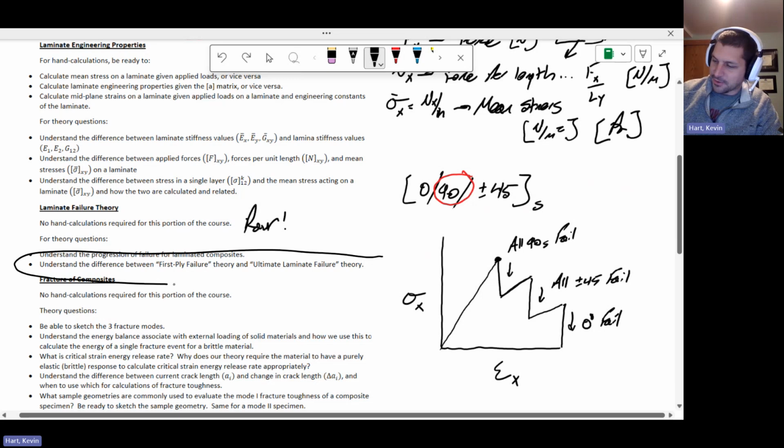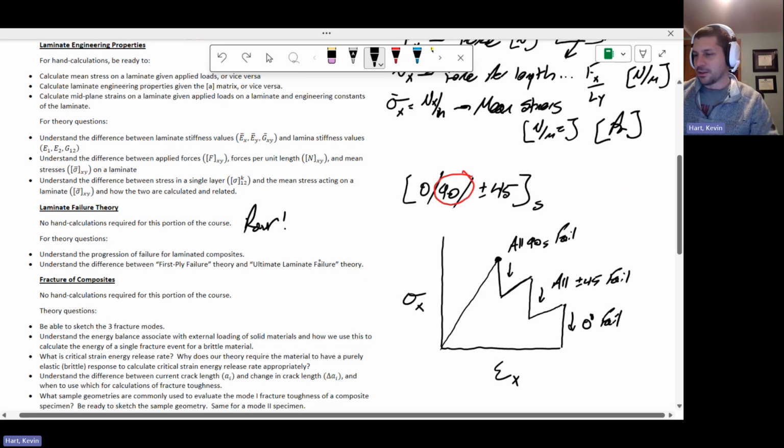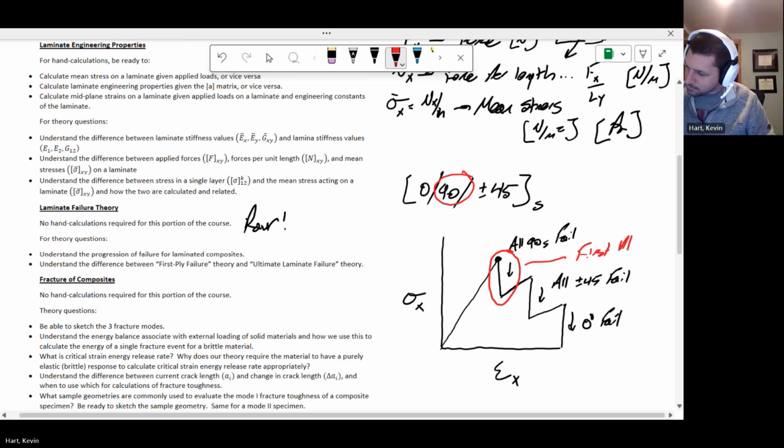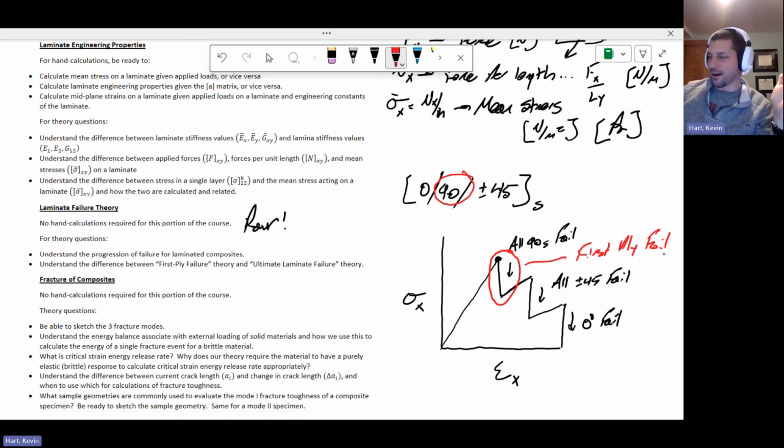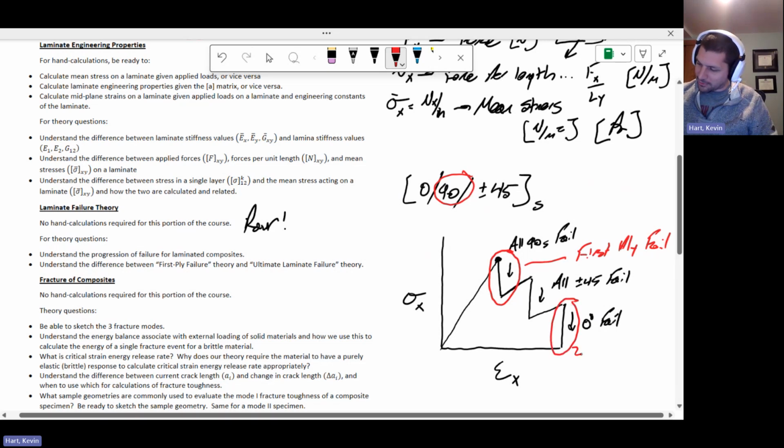Now, understanding the difference between first ply failure and ultimate laminate failure theory. First ply failure theory would say that this would be a failure, because whenever the first layer goes, you just say my composite's done. In practice, you could keep going with this thing. It could keep holding load. It could keep working, possibly. So another way that you could consider laminate failure is to go until the whole thing has collapsed, which is ultimate failure. If you're going by this little mock example that we have here, this would be ultimate laminate failure.